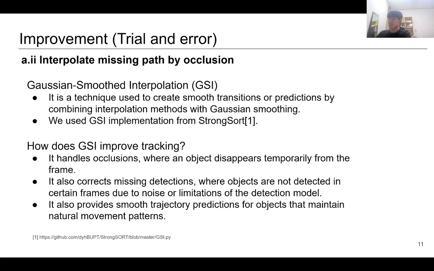The GSI can improve tracking in three ways. First, it handles occlusions, where an object disappears temporarily from the frame. It also corrects missing detections, where objects are not detected in certain frames due to noise or limitations of the detection model. Lastly, it also provides smooth trajectory predictions for objects, maintaining natural movement patterns.